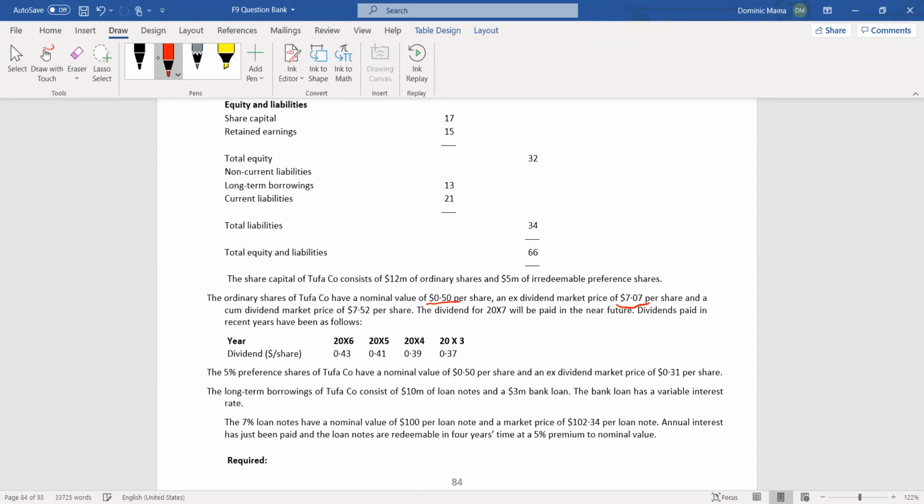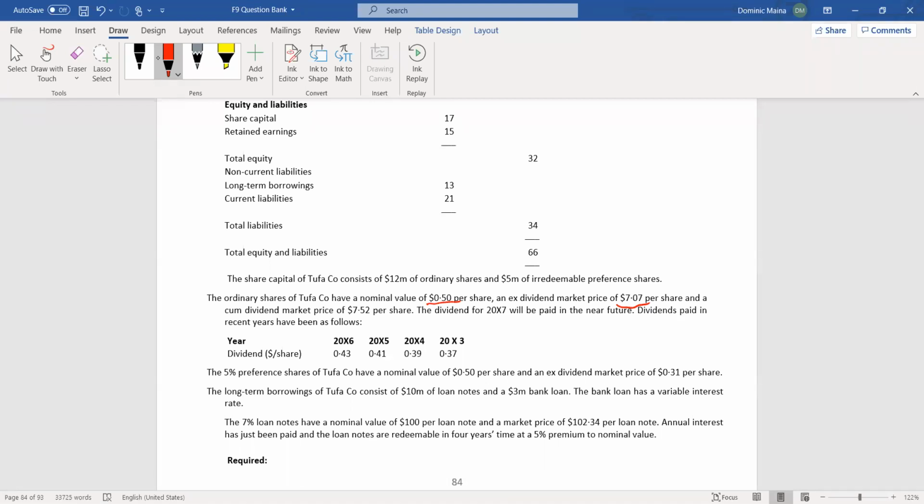Don't forget, as I mentioned, when you get the market value, always use the ex-dividend. It is always on ex-dividend, ex-interest in case they are notes, ex-dividend in case they are equity shares or preference shares. Always on an ex basis. Anyway, the nominal value is 0.5 and the ex-dividend share price is 7.07.